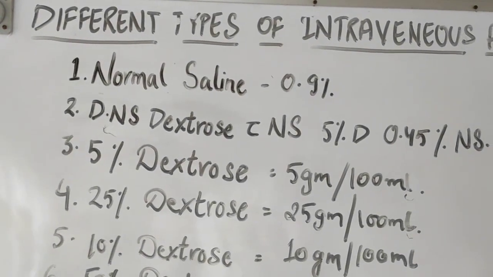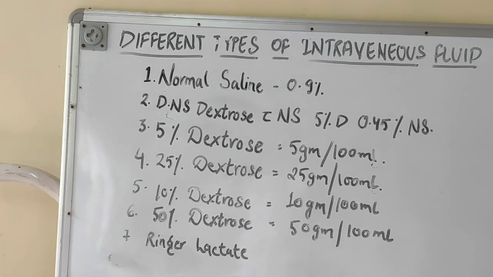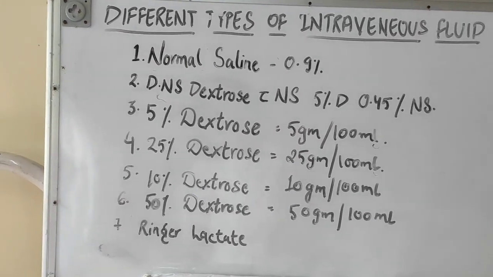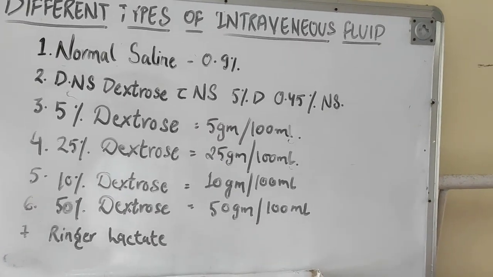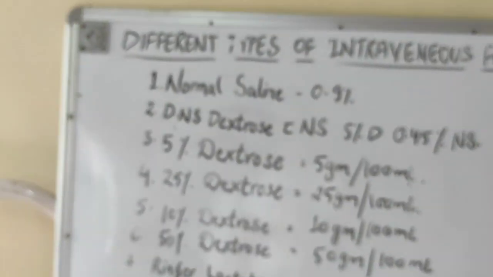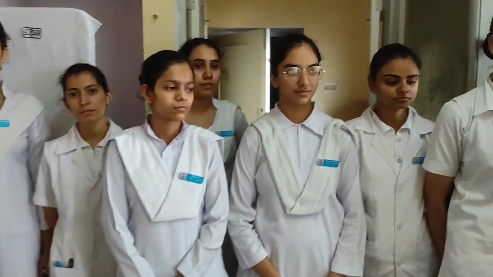Now we will discuss the 25% dextrose. It comes in two forms. One comes in the form of an ampoule which contains 20 ml, and the other in the form of a bottle which contains 100 ml. The glucose contained in the 100 ml bottle will be 20 gram. So the composition: 100 ml contains 20 gram of dextrose glucose.